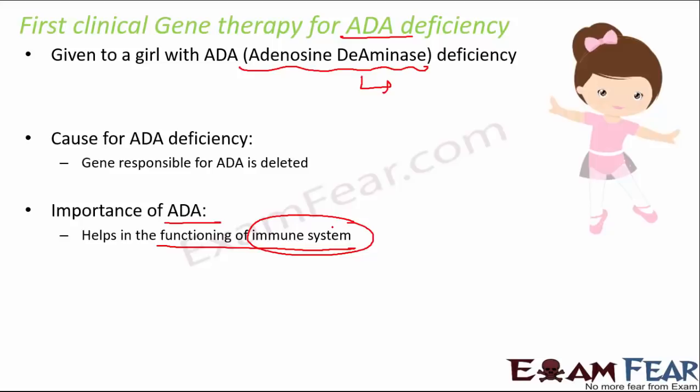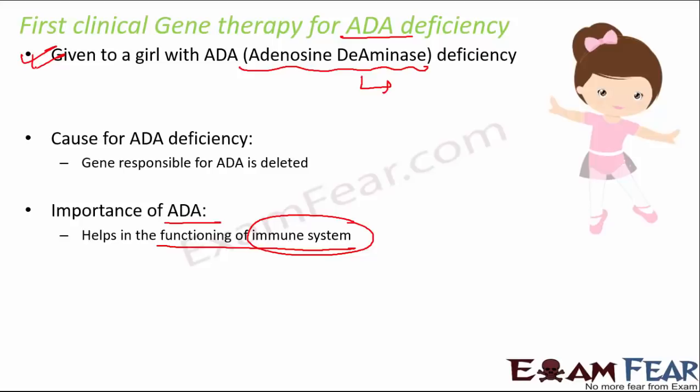Now, when there is a deficiency of ADA, then what happens? Then gene therapy is given to the patient. The first clinical gene therapy was given for ADA deficiency. So what was done in this gene therapy?